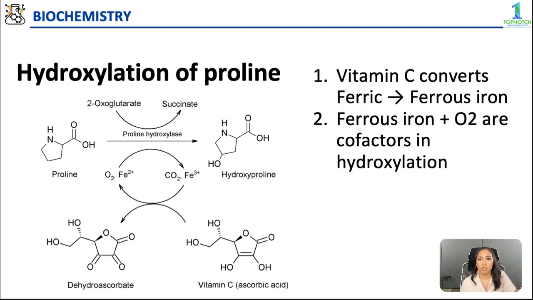Let's look at the hydroxylation of proline. So vitamin C converts ferric to ferrous iron, and ferrous iron and O2 are cofactors in hydroxylation. So you need vitamin C, oxygen, and ferrous iron, not ferric iron.